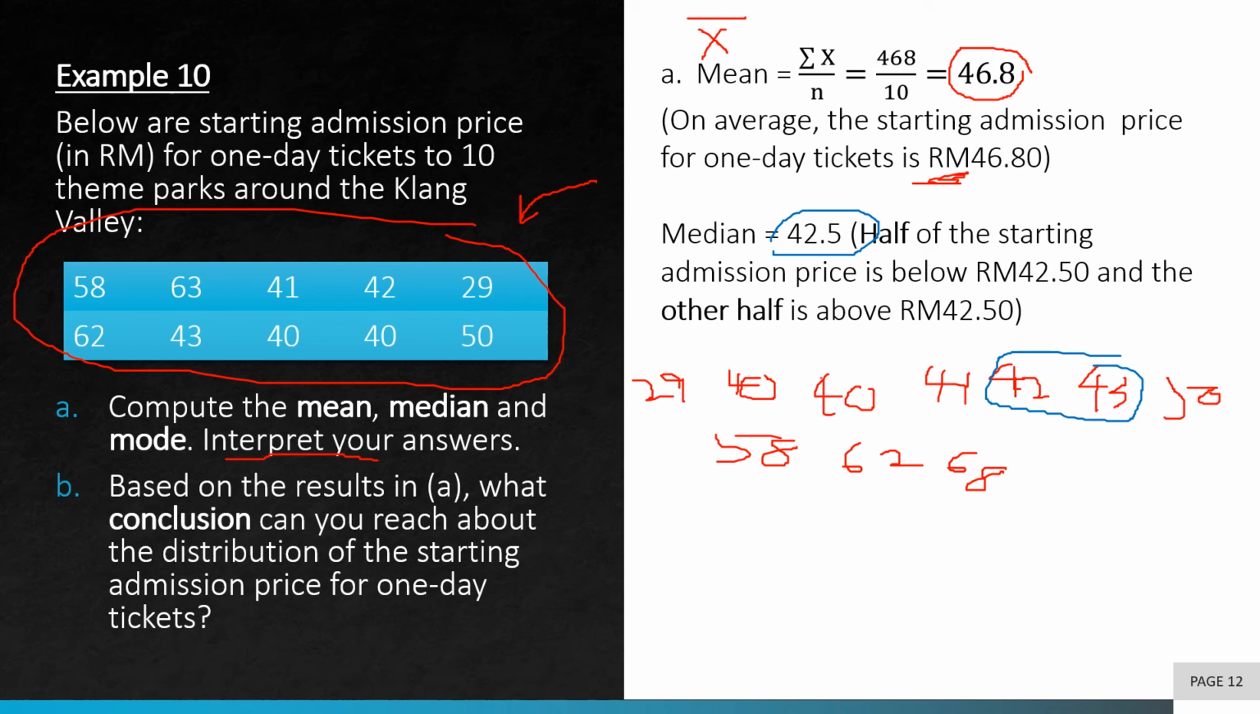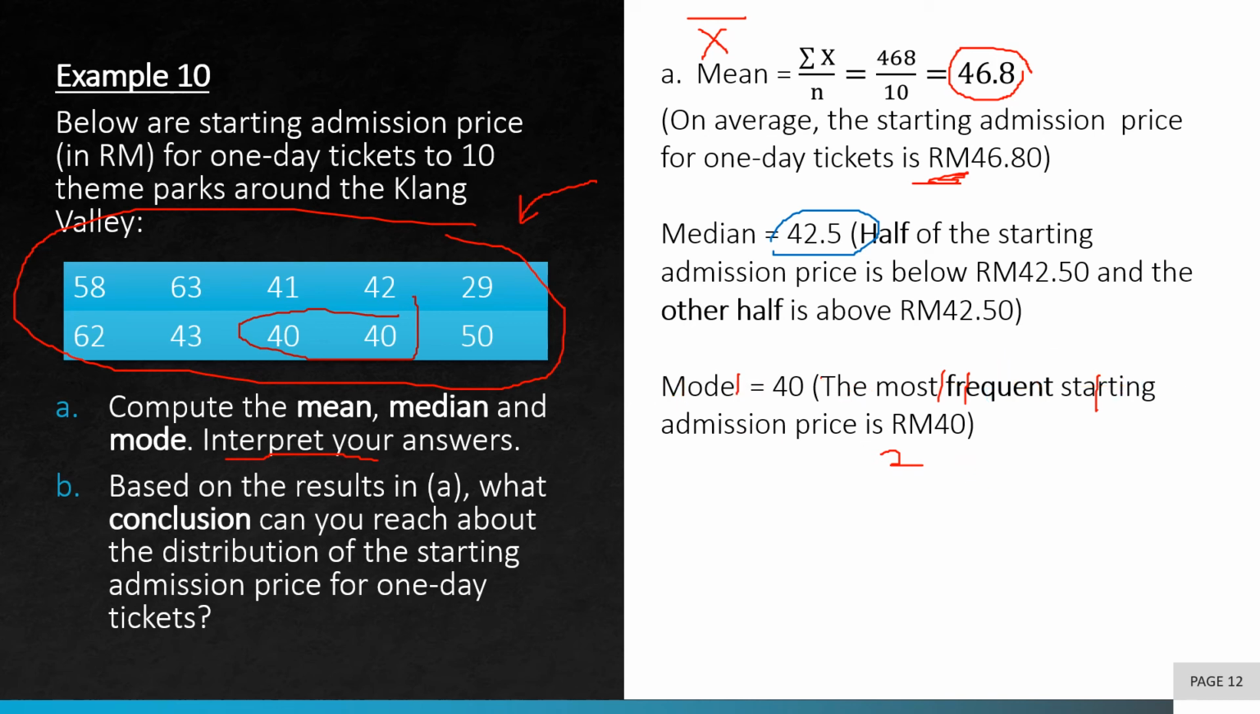Okay, finally find the mode. Mode is quite simple. Here you can see that only 40 appears more than once. So yes, your mode is 40. Oh, sorry. I think I should erase this so you can see it clearly. Yeah, so mode here is 40. So how do we interpret that? The most frequent starting admission price is 40.